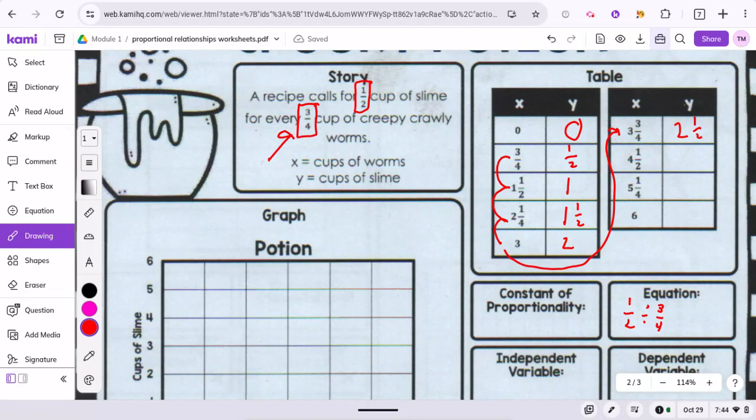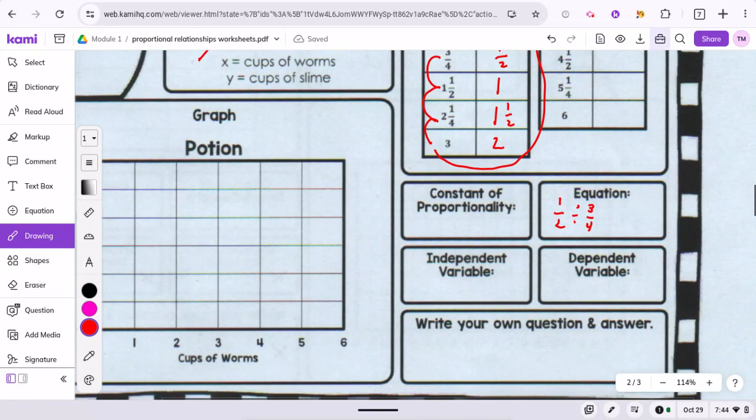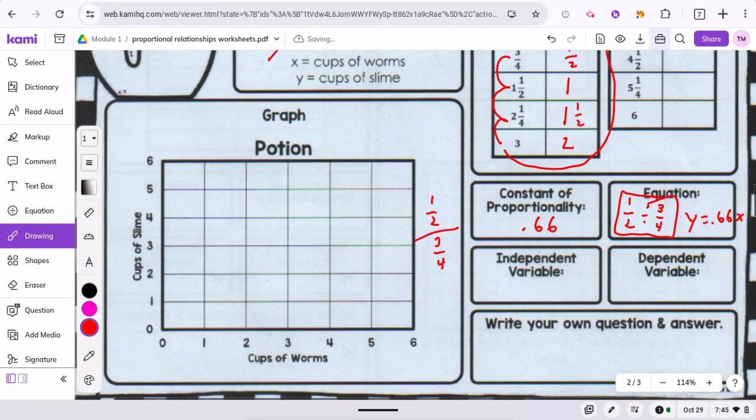I'll do it with decimals. I'll put 0.5 divided by 0.75, and you're going to get about 0.66. So you'd have y equals 0.66x. So the constant of proportionality will be 0.66, or you can write this as a fraction, 1/2 over 3/4. And of course, the independent variable is on the x-axis, the worms, and the dependent variable is the slime.